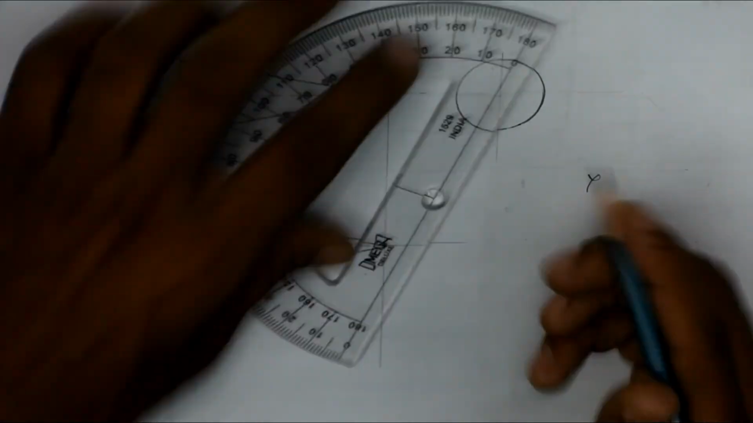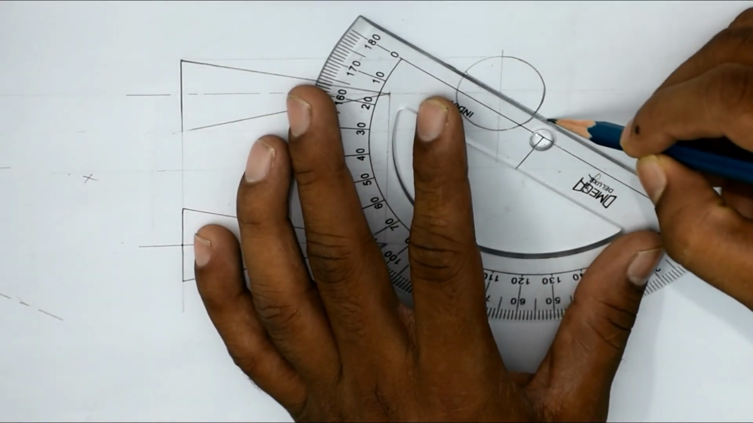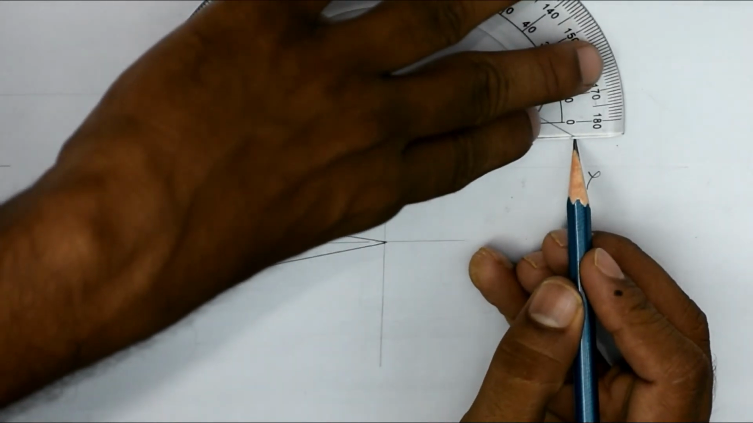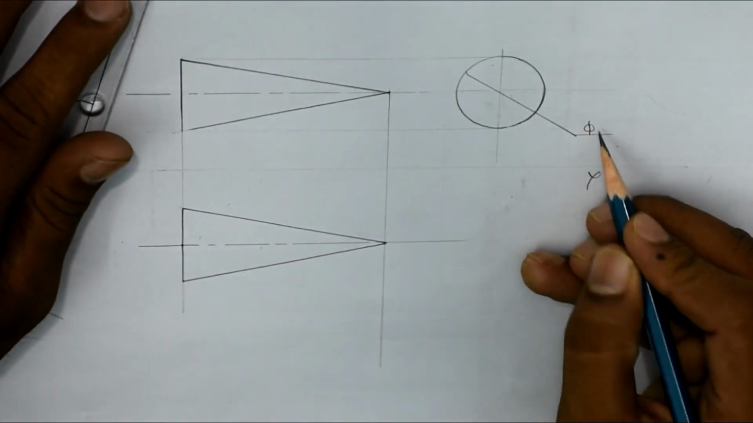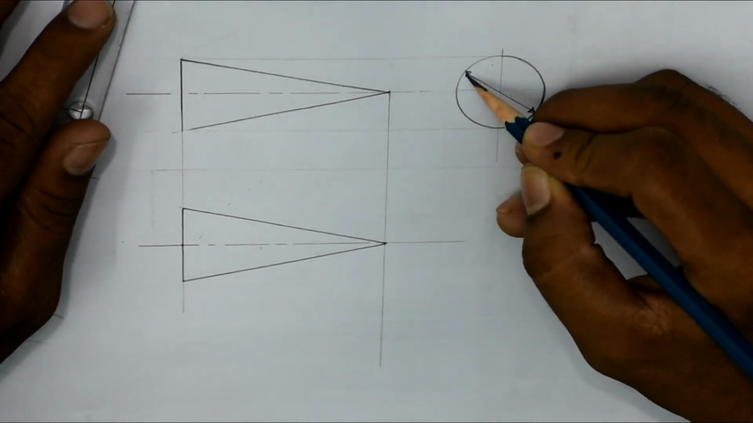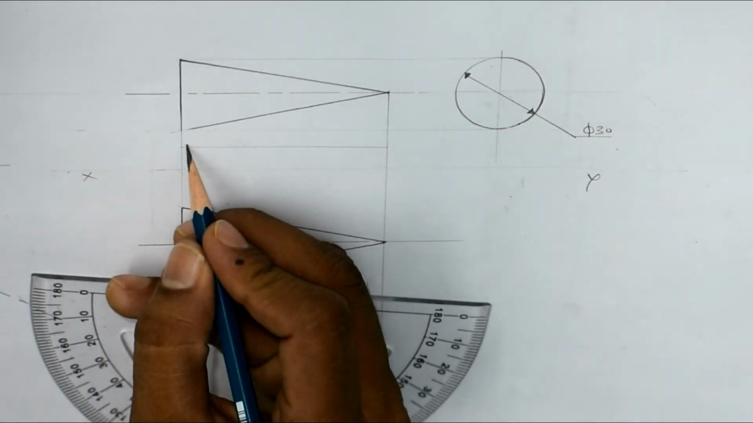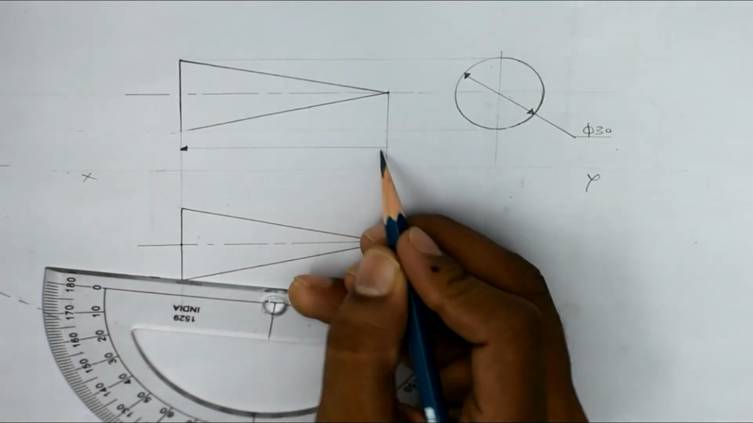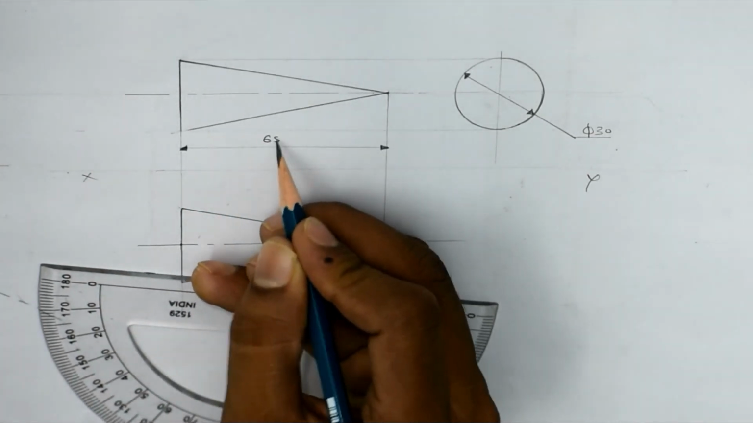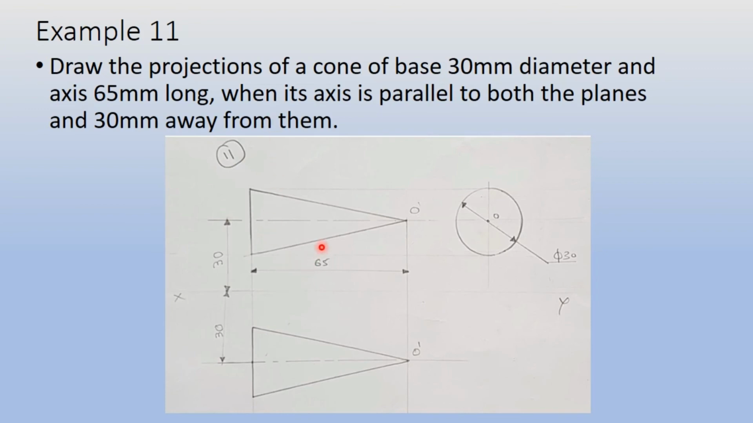And now for the dimensioning part. Dia 30 and the axis height is 65 mm. And hence this completes our cone, which is parallel to both the planes. So this is the final answer for your question number 11.